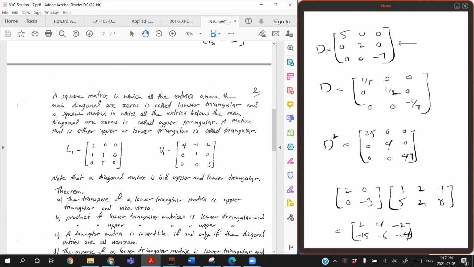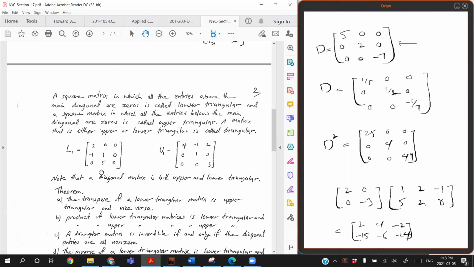We're going to talk about triangular matrices. There are two types of triangular matrices, upper triangular and lower triangular. What is a triangular matrix? A square matrix in which all the entries above the main diagonal are zeros is called a lower triangular matrix. And if the entries below the main diagonal are zeros, then it's called an upper triangular matrix.